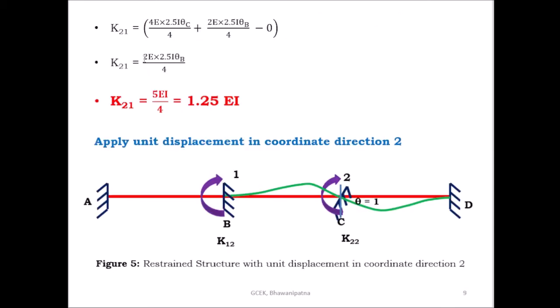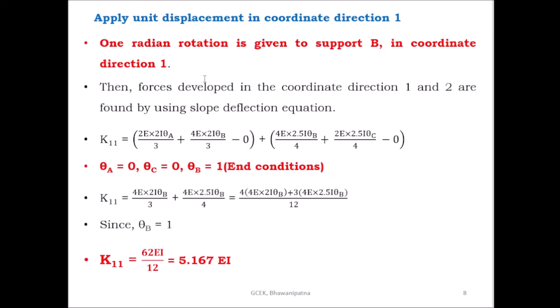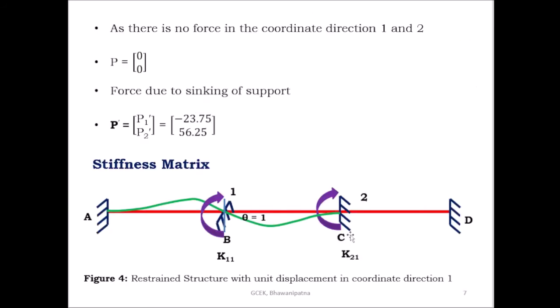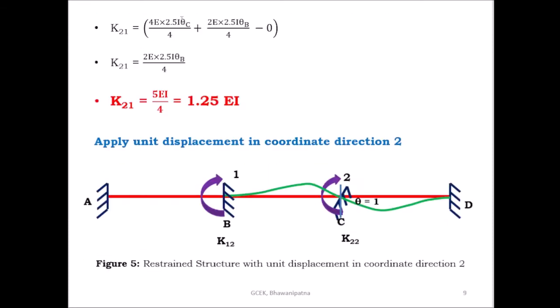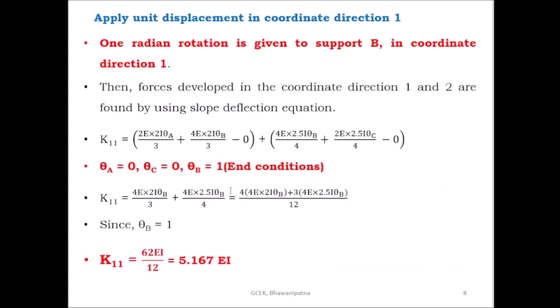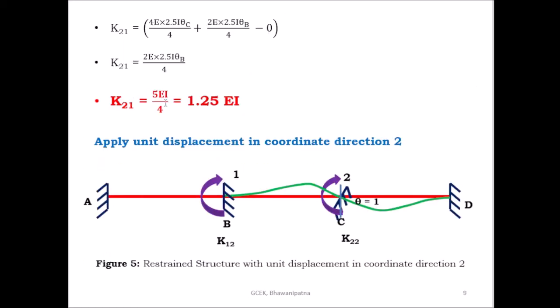Similarly, find out K21. So for K21, here you take the slope deflection equation 4EI theta C by L plus 2EI theta B by L. But the I value is given as 2.5I and the length is given as 4 meters. 4E into 2.5I theta C by 4 plus 2E into 2.5I theta B by 4. Then after putting these end conditions, K21 is equal to 5 EI by 4, which is equal to 1.25 EI.